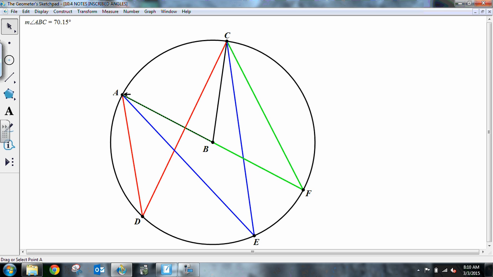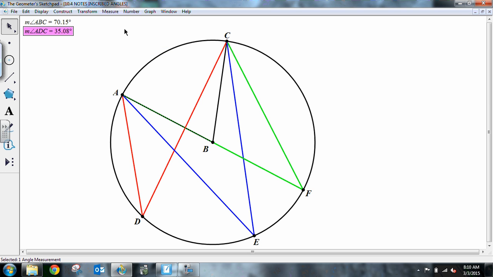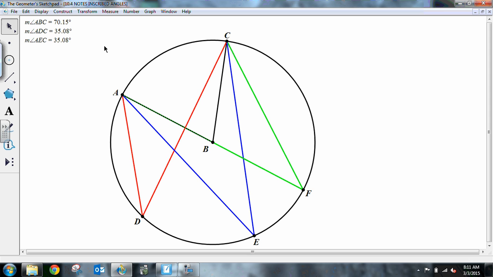So let's see what angle D gives us. Now, I'm thinking that it's going to give me 70.15, but it looks a little bit smaller than angle B, but let's just go ahead and measure it and see what we get. Oh, wow, I get 35.08, okay? Let's see what we get if we measure angle E. So angle E over here, let's see what that is. And we get, oh my gosh, 35.08. That's the same thing. D and E are congruent.